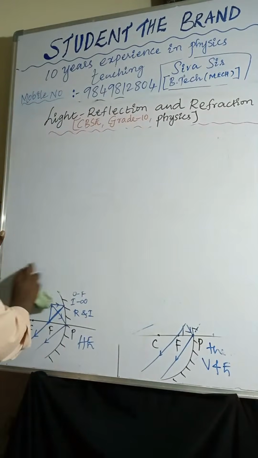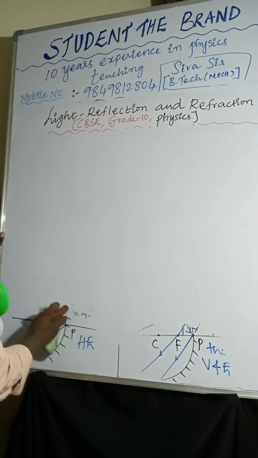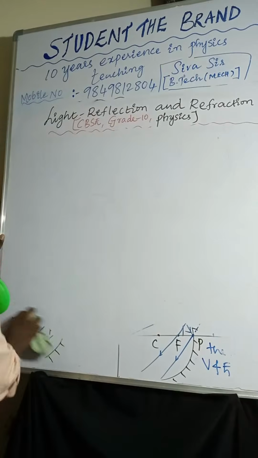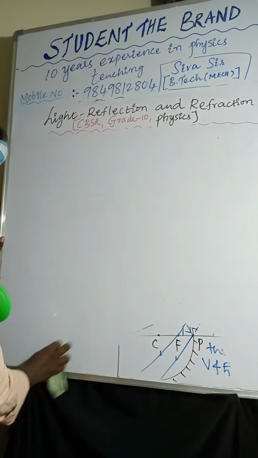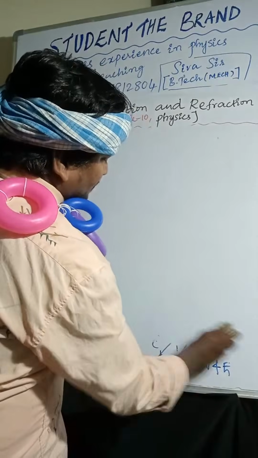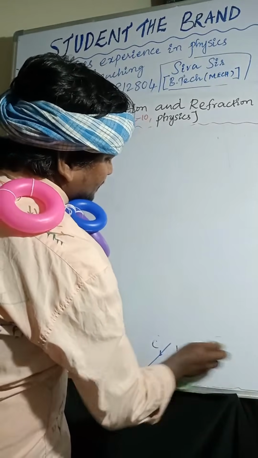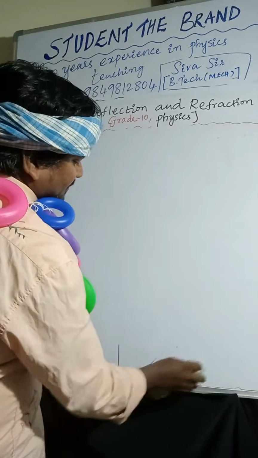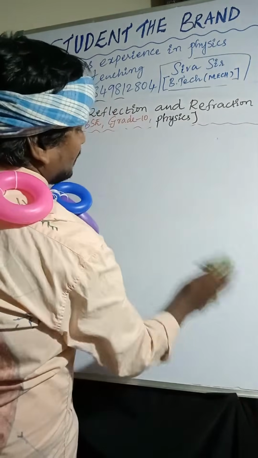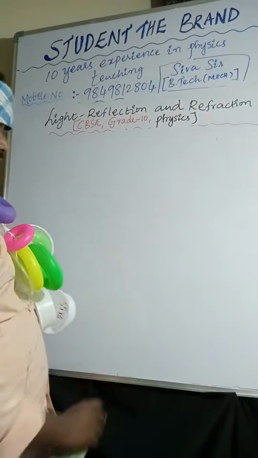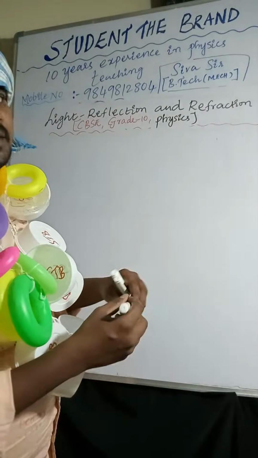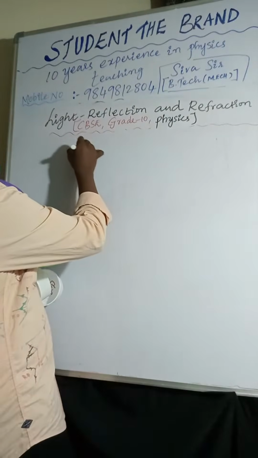Coming to one more point, the mirror which always forms a virtual, erect and diminished image is the convex mirror. Only two cases are there. So now we'll see convex mirror image formations.